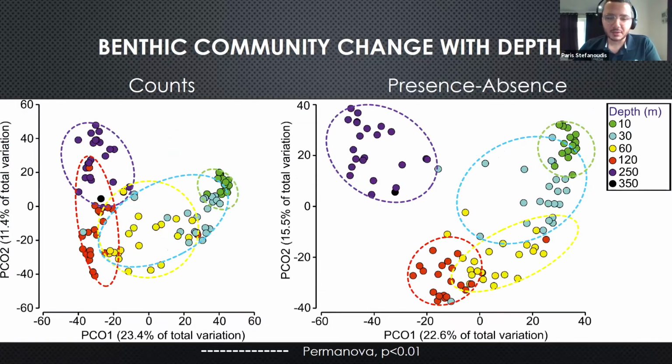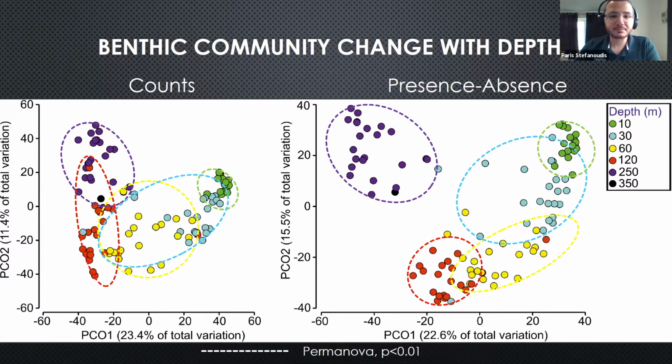And then when we used benthic community data, we had the same patterns as well. Again, the dotted circles around each of the groupings represent statistically significant results. And you can see that those patterns did not change, even when we used benthic counts or presence and absence data. The reason we used presence and absence data for benthic communities is because some of the benthic morphotypes, such as encrusting sponges or encrusting algae, are not very easy to count. So it's better to go for presence or absence and run the analysis using that data. But irrespective of that, you had the same patterns as you went deeper.